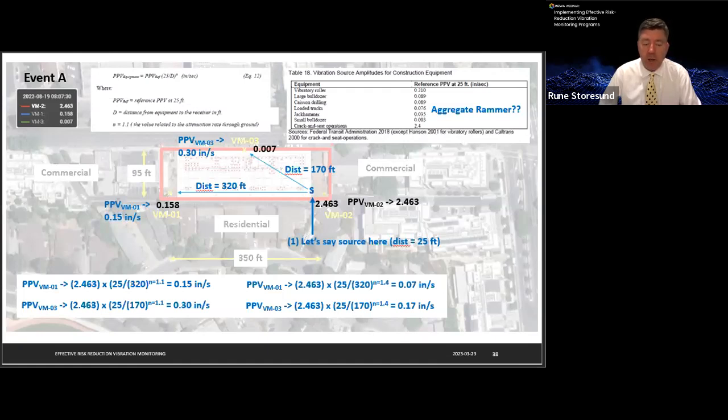We can do a sanity check on both of these using our PPV equations. We can also do some checking on site attenuation by varying the site attenuation factor. In this example, I've used an attenuation factor of 1.1 and 1.4. And what we find is that the site attenuation factor of 1.1 and a vibration PPV of 2.5 at a distance of 25 feet yields an anticipated PPV value of about 0.15 at a distance of 320 feet, which matches the value that we have at VM01 pretty nicely.